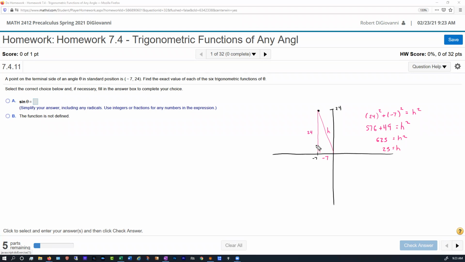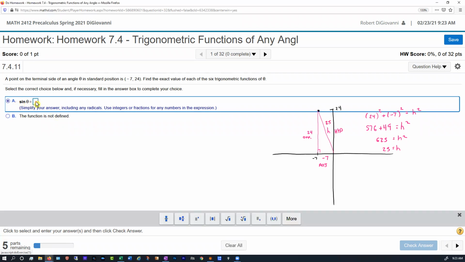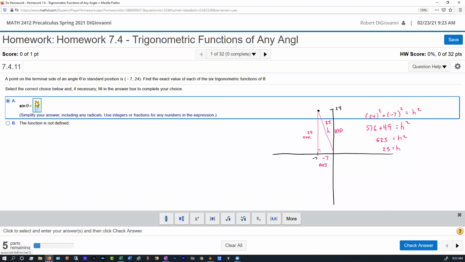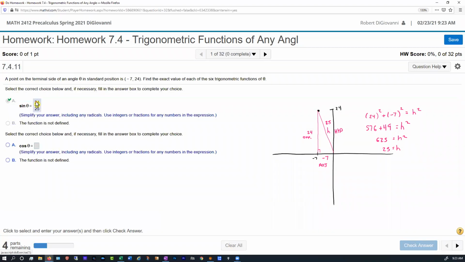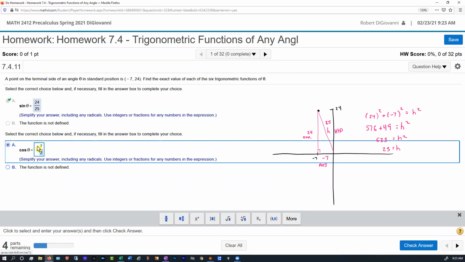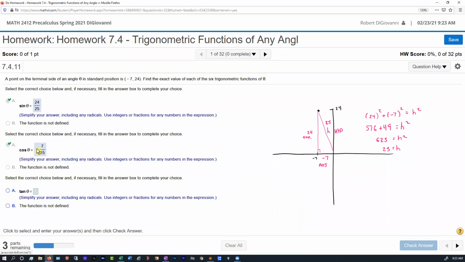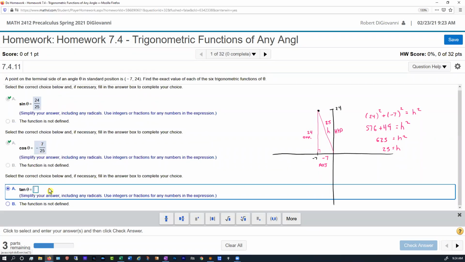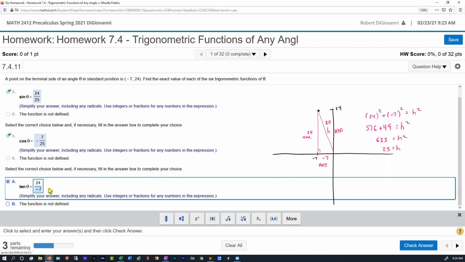So we want to look at this side here as the opposite side. This side is the adjacent side. And this side here is the hypotenuse, which is 25. And now we just figure out all the trig values. Sine is opposite over hypotenuse, so this should be 24 over 25. Cosine should be adjacent, which is -7, over hypotenuse, 25. And tangent should be opposite over adjacent, so 24 over -7.